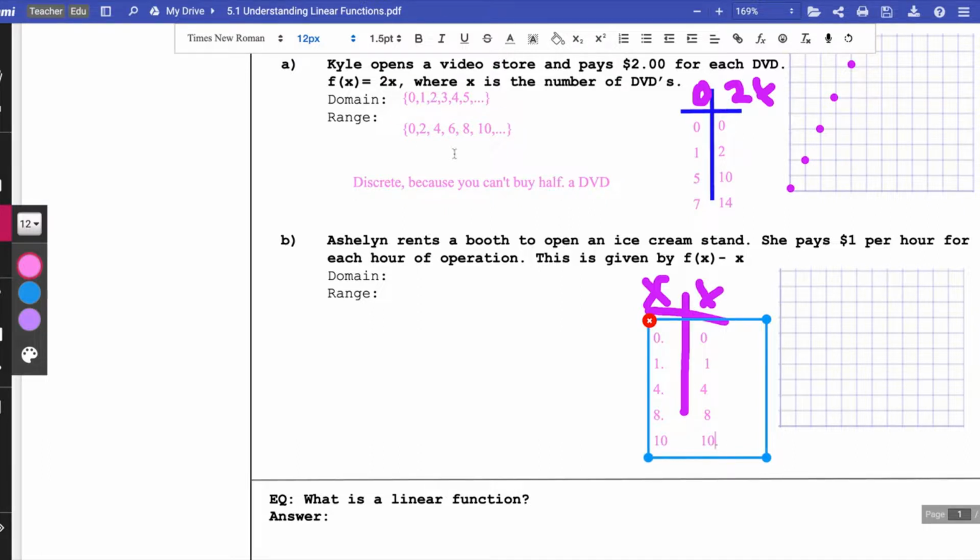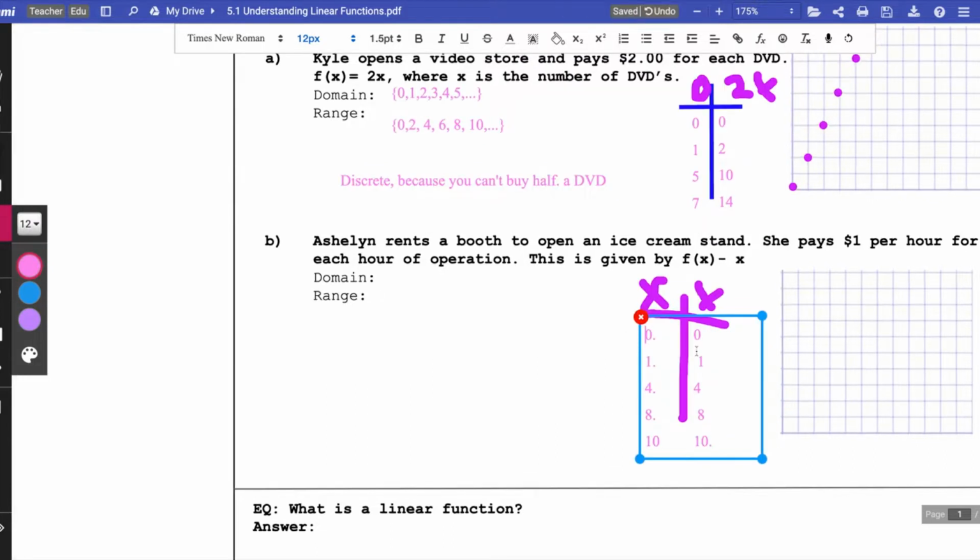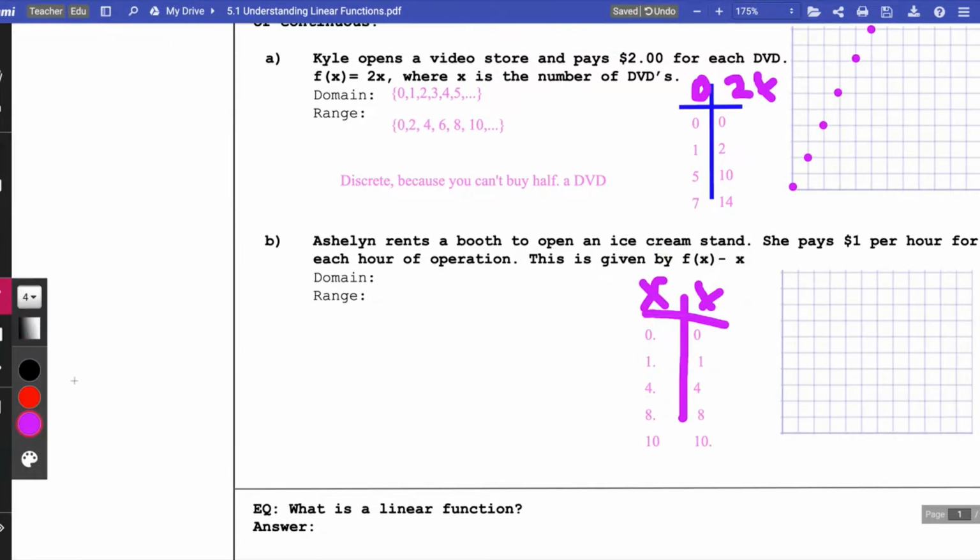So this time I went a little bit crazy with it. I got a few extras on there. But let's graph these points so we can start getting an idea of what this graph is going to look like. So 0, 0. She doesn't rent it. She doesn't pay any money. She rents it for 1 hour. She pays $1. 4 hours is $4. And it just kind of keeps going, right? It follows this pattern. Some of these dots are out of place. There you go. Up till 10 hours, she's going to pay $10.